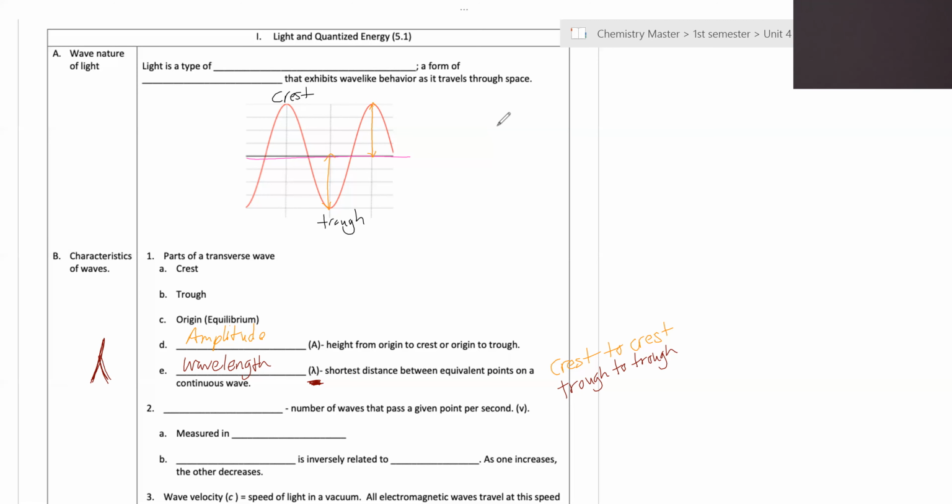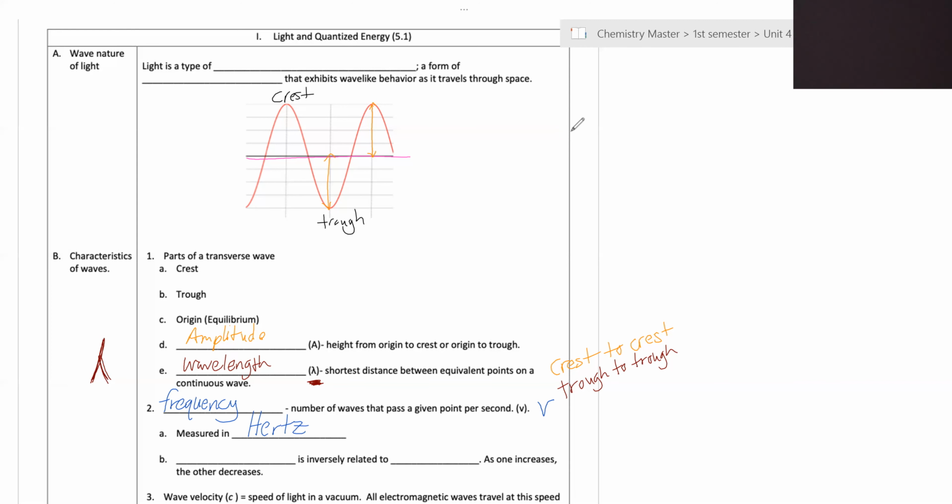And then the next thing we want to talk about is frequency. These are all parts of the wave or attributes of it. Frequency, I'm down at number 2, is the number of waves that pass a given point per second. And this nu is kind of like a V with a little tail on it. It's also a Greek letter. It's measured in hertz.